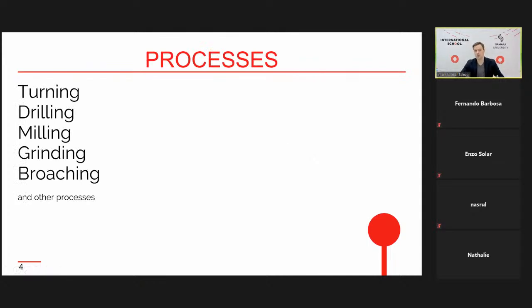What are the main processes of machining? They are turning, drilling, milling, grinding, broaching, and some other processes, but the main processes are listed here on this slide, and we are going to talk mainly about these processes. Of course, after the presentation, you can search for some videos on YouTube and see videos about turning, milling, and grinding processes. In this presentation, I will show only pictures, but if you're interested in this topic, you can watch some videos to see the processes in action.